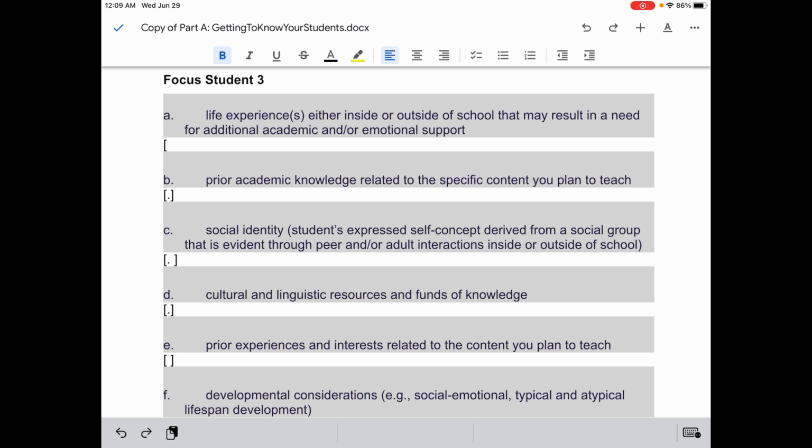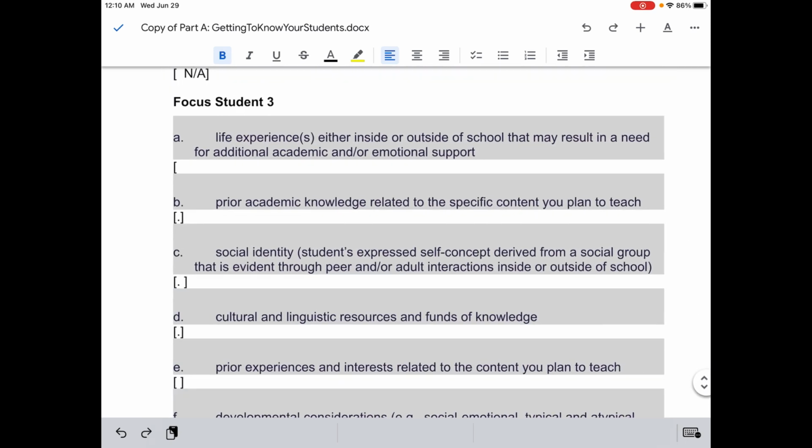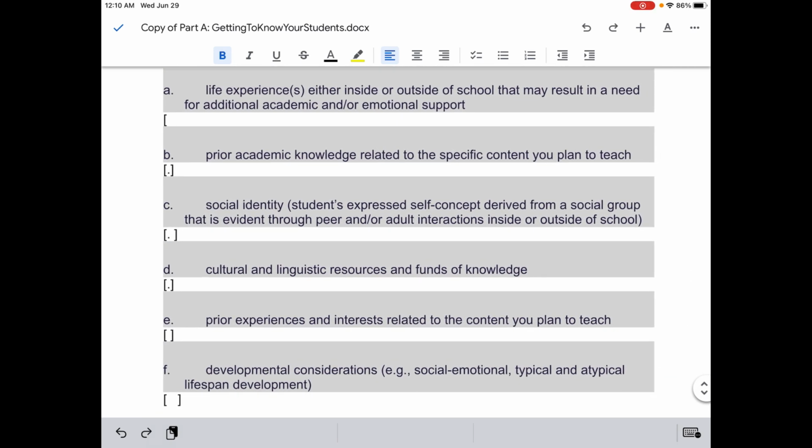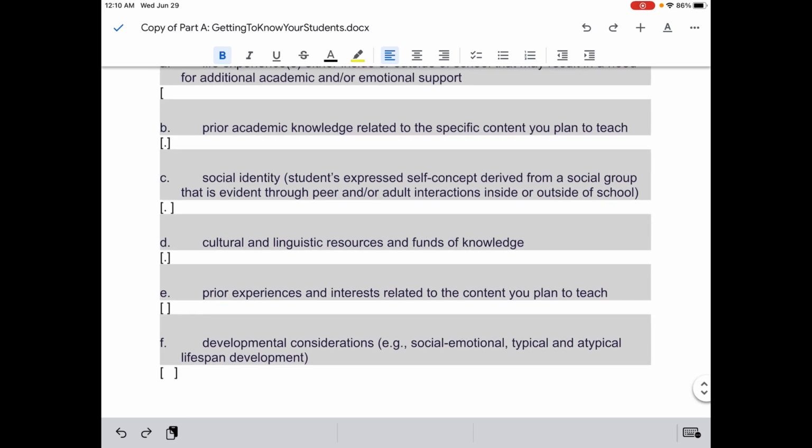Then prior academic knowledge related to specific content you plan to teach. So section B, this is the same thing. Prior academic knowledge related to the content we plan to teach. So for example, my student already knows how to do multiplication and division and finding the different strategies to solve this. So this is information that's very similar for both focus student 1 and 2. The same thing for section C, for section D, and E.